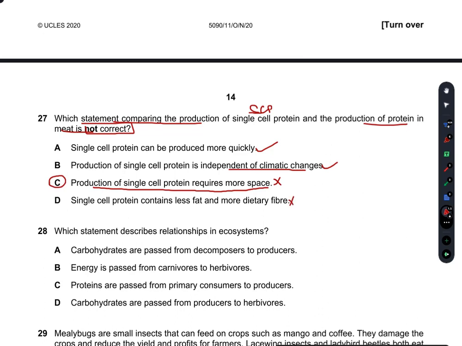No, proteins do not have fat and do not have fiber. So C is the right answer.